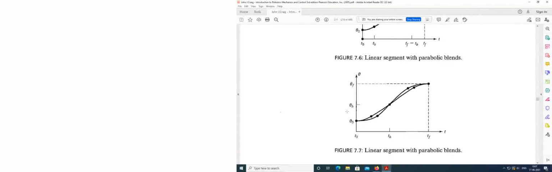And if I have to choose the very minimum acceleration, then I have to choose this point as TB. But I can't choose TB beyond this point, the half point. At the same time, I'll be using very little linear segment path. So how do I decide what my TB should be?